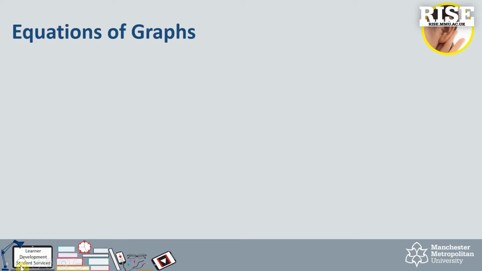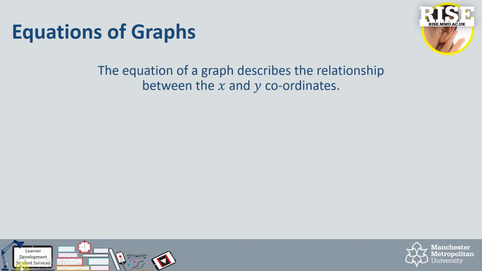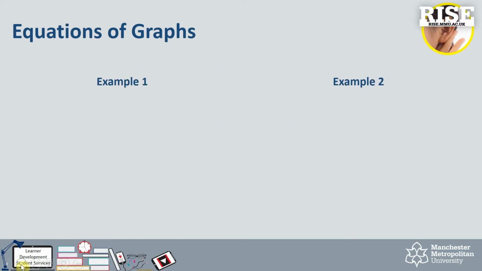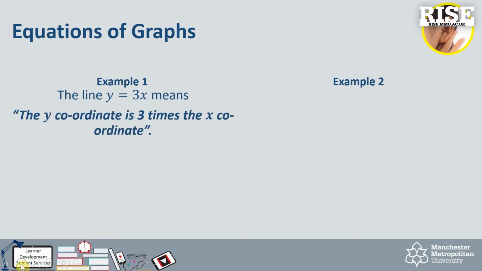That skill is used when working with the equations of graphs. Now, the equation of a graph just describes that relationship between the x and the y coordinates like we've just been looking at. They're usually written in the form y equals something x plus something. Here's 2 examples then. What about the line y equals 3x? Well, that just means the y coordinate is 3 times the x coordinate.